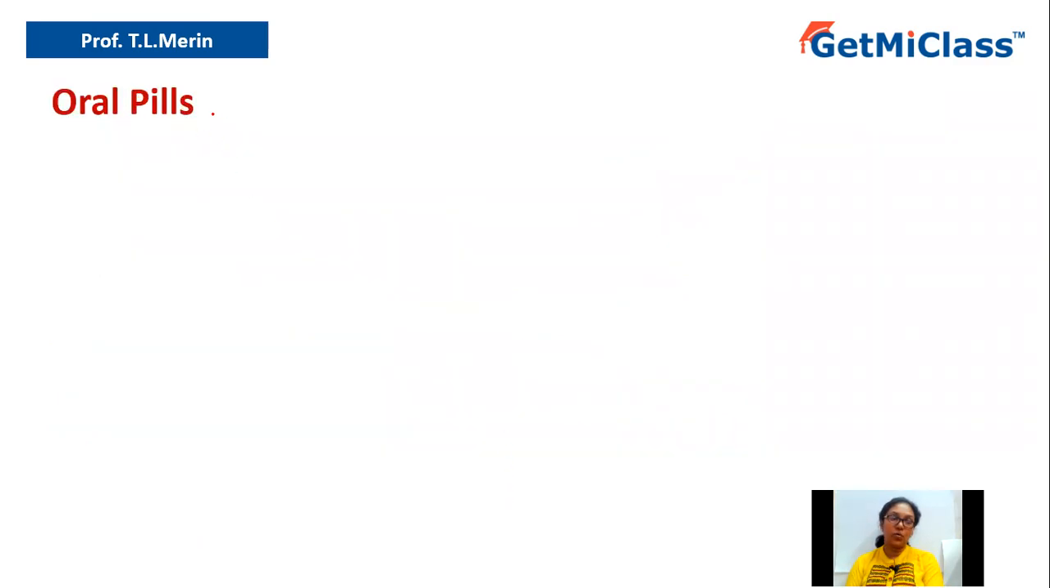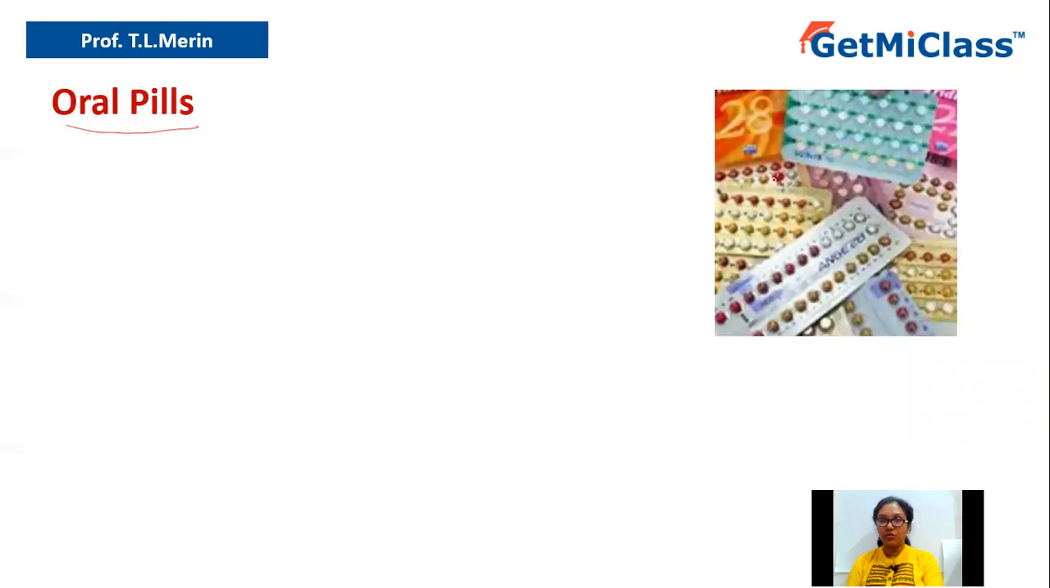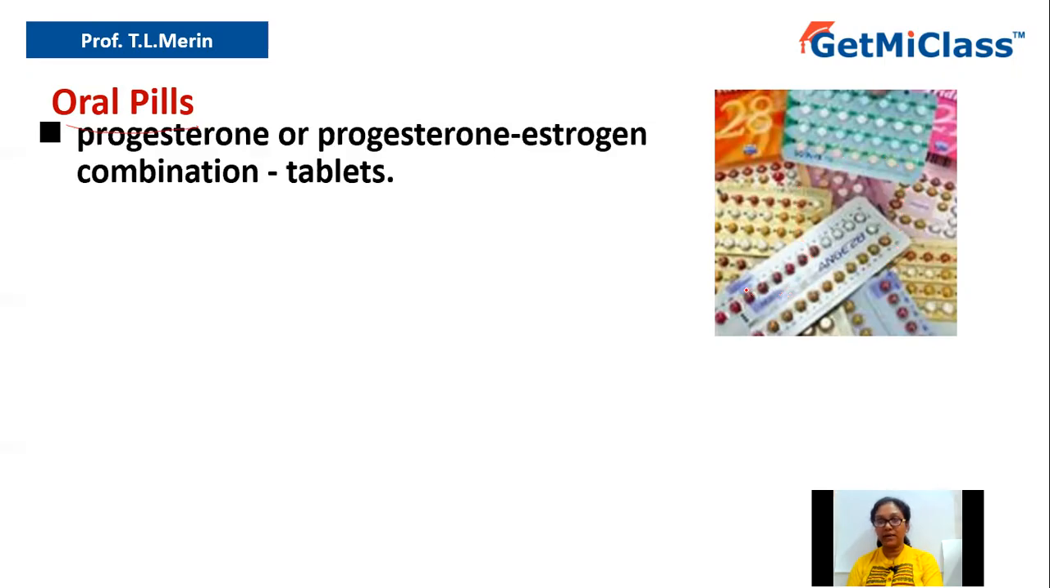So let us talk about oral pills. As the name indicates, these are pills which can be taken orally. You can see some of the pills I've shown here. These all have a contraceptive effect. They are mainly progesterone based, or progesterone and estrogen based. So remember, oral pills usually contain progesterone or a combination of progesterone and estrogen.